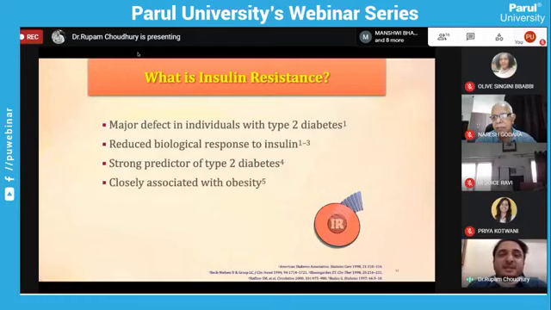But if the cell does not get any glucose, the cell itself becomes fatigued, and that's why clinically we see many patients lose a lot of weight initially when they are diagnosed with diabetes. This is actually unhealthy weight loss. They are losing their lean mass, not fat mass.